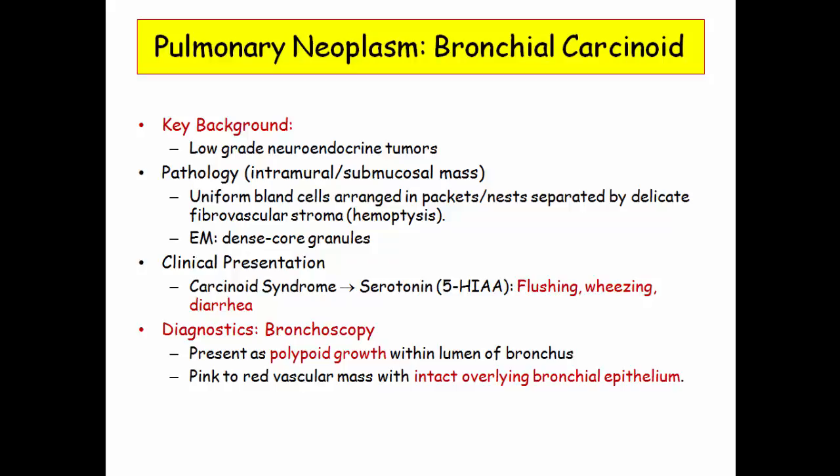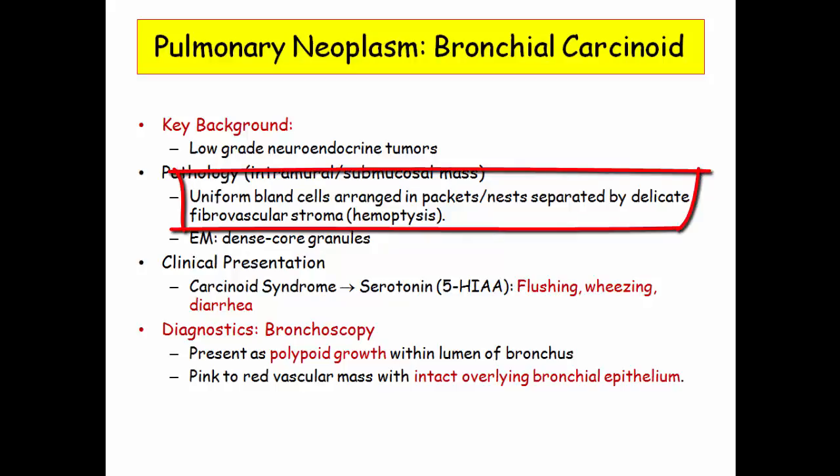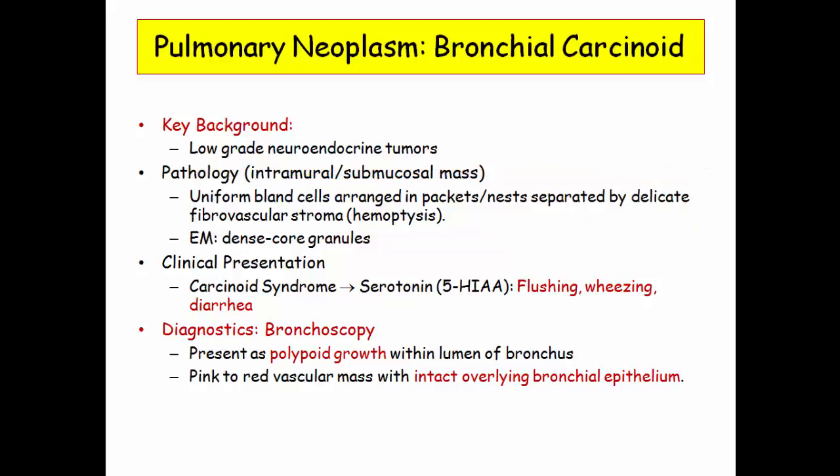You should be familiar with the histologic description, which is the same as in GI. There are packets or nests of cells with little cytoplasm separated by a delicate fibrovascular stroma. That delicate fibrovascular stroma explains one of the key pulmonary presentations, hemoptysis. These patients may present with carcinoid syndrome, including flushing and wheezing.